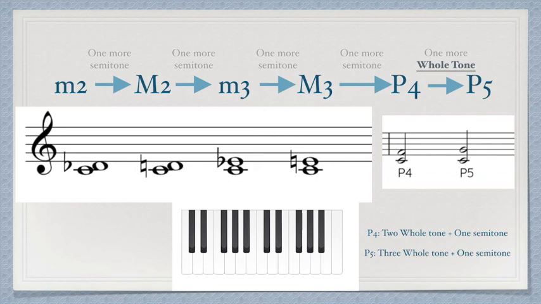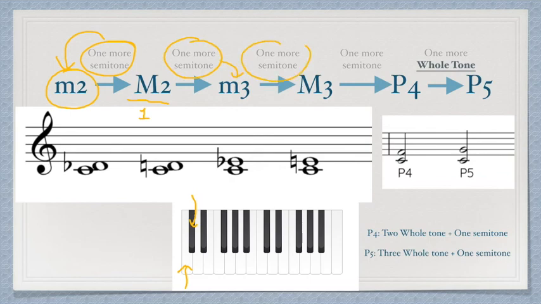Let's review the last lesson. We know that minor second only contains one semitone. From here to here, just one semitone, the smallest distance. And the major second contains one more semitone than the minor second, so it contains one whole tone. And then one more semitone, we go for minor third. And then one more semitone, we go for major third, where major third contains two whole tones.